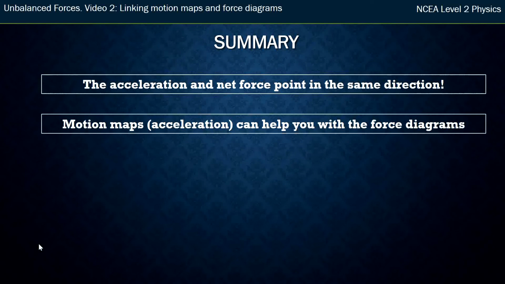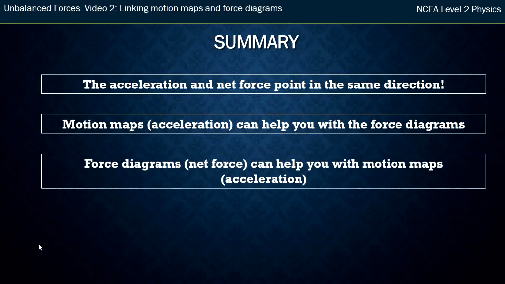Motion maps, especially the acceleration from the motion maps, can help you with the force diagram. You might want to draw a motion map first to figure out what's happening to the acceleration. That'll give you an idea: I know the net force must be pointing in the left direction, just like the last one. And the opposite is true. Let's say you draw a force diagram first and get the net force. That'll help you know which way the acceleration is pointing as well. I've always said motion maps are so important, and they're going to keep showing up and up and up. They are a very good tool for conceptually figuring out what's going on in physics situations.